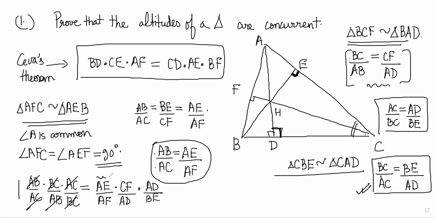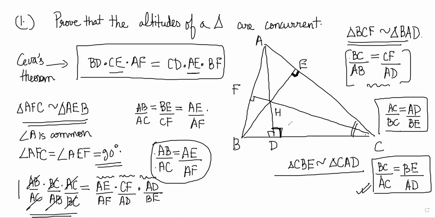So we have proved that AE into CF into AD is equal to AF into AD into BE. Okay, maybe I have taken the wrong triangle here. So you have to pick the right triangles. I'm getting the ratio correct.